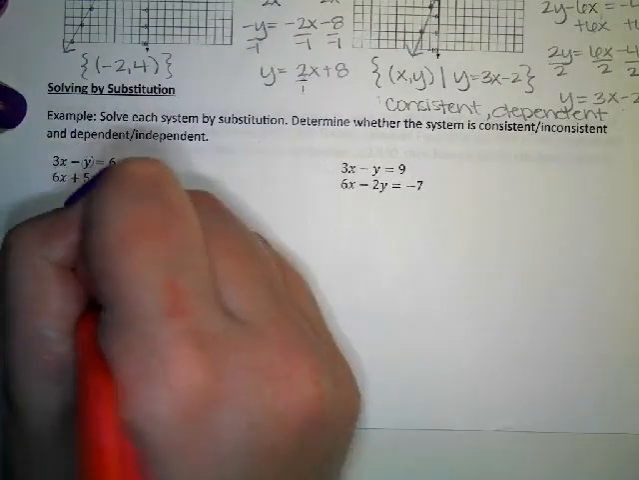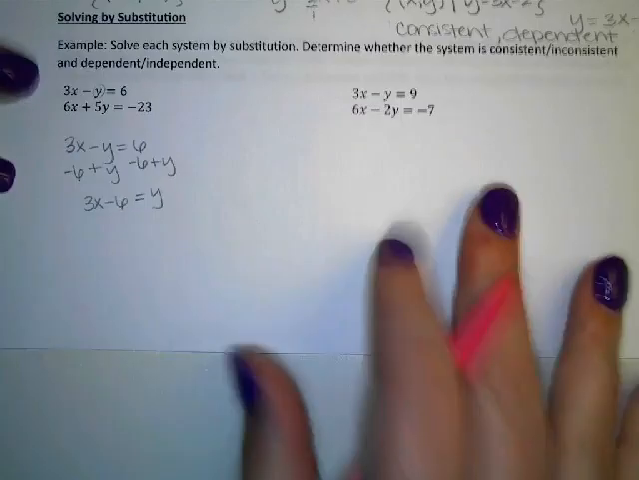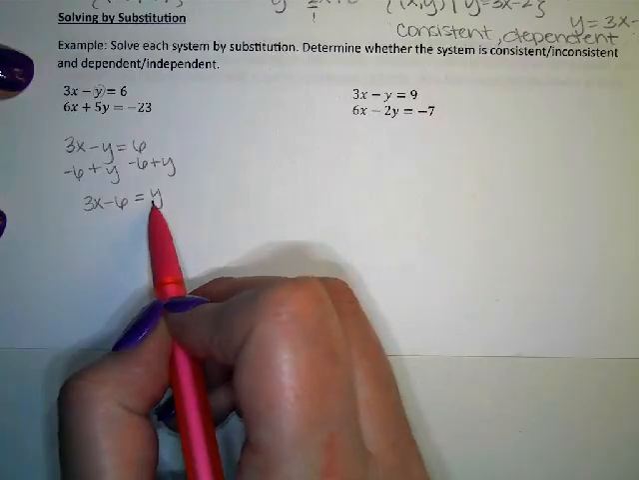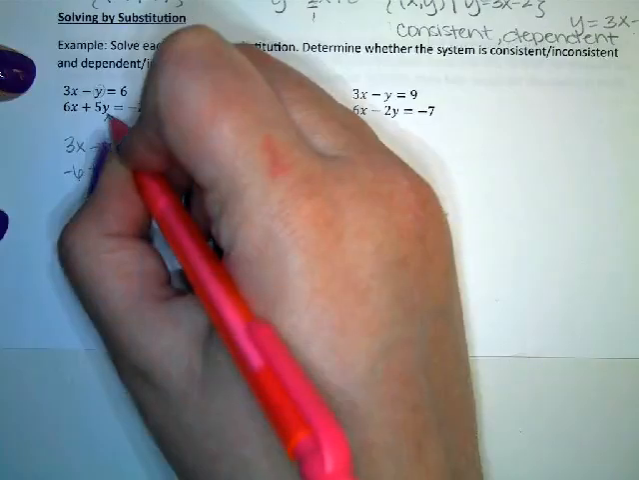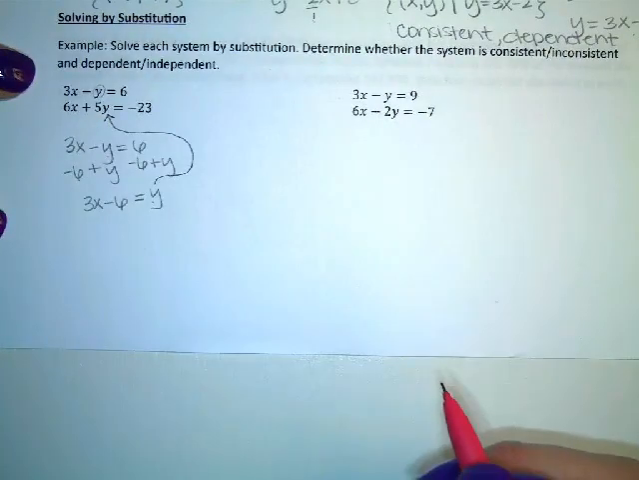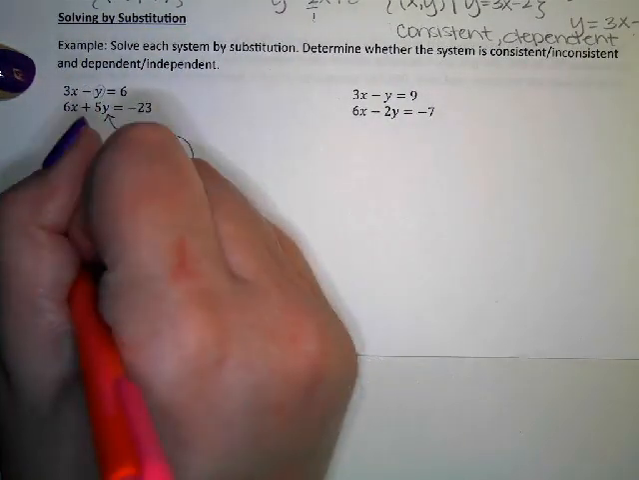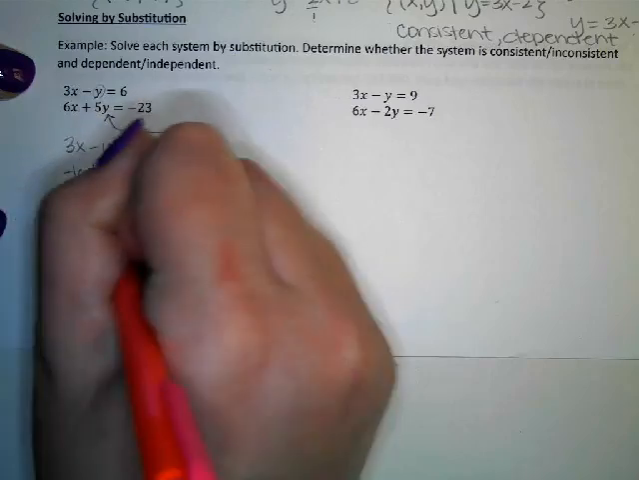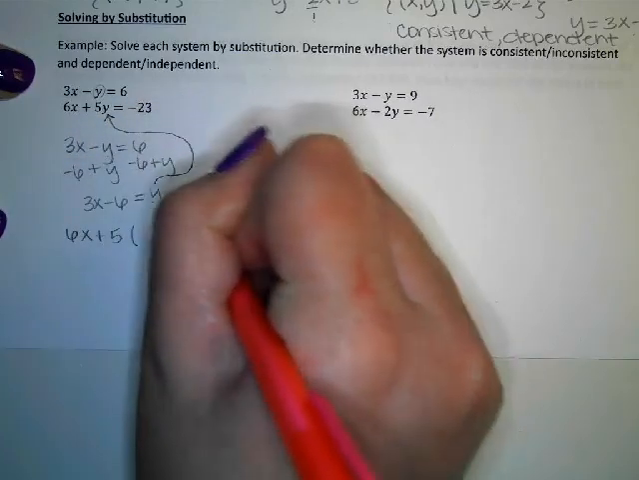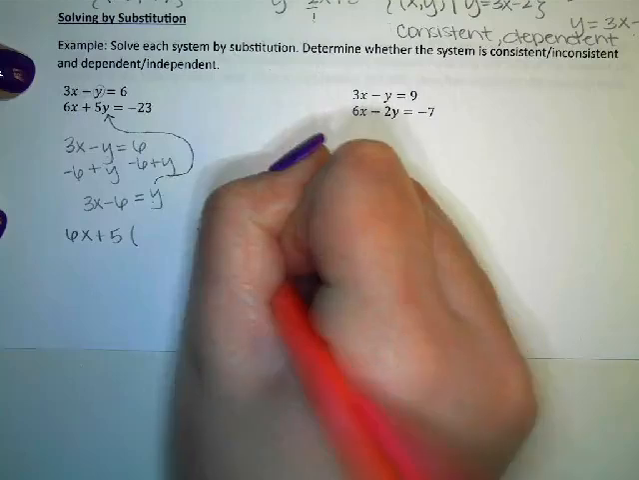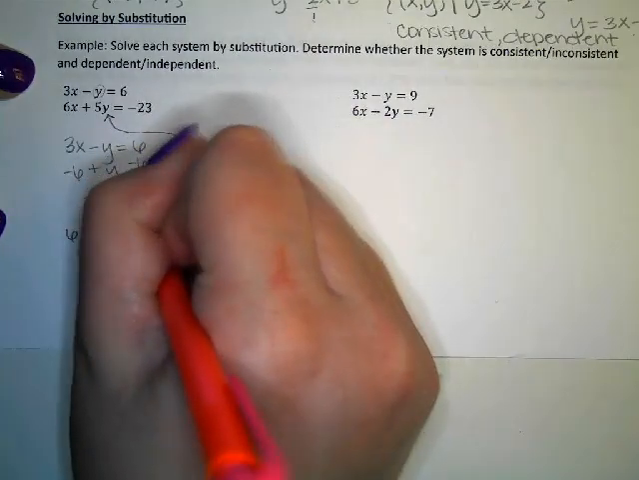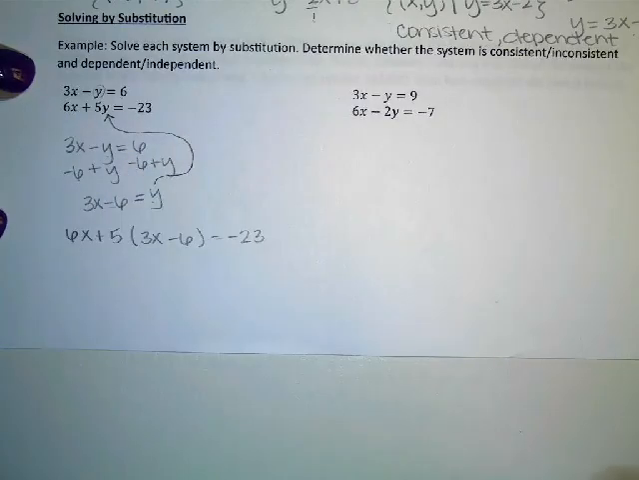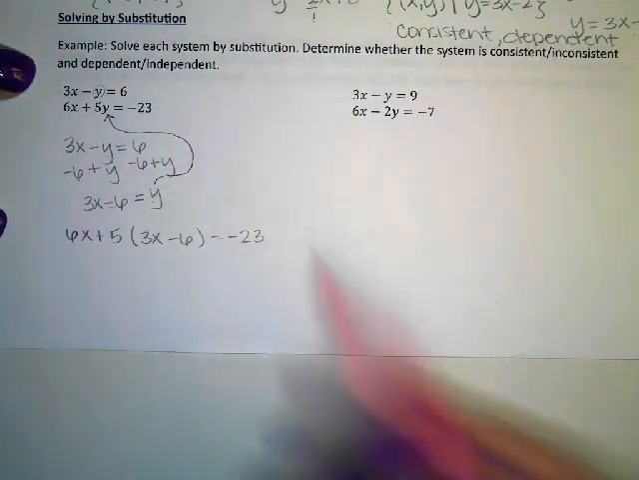And now what I can do is take what I know that y equals and substitute it in for y in the second equation. So I am getting rid of a variable. 6x plus 5 times y equals negative 23. And y can be represented by 3x minus 6. And so now I'm just going to go through and solve this equation for x.